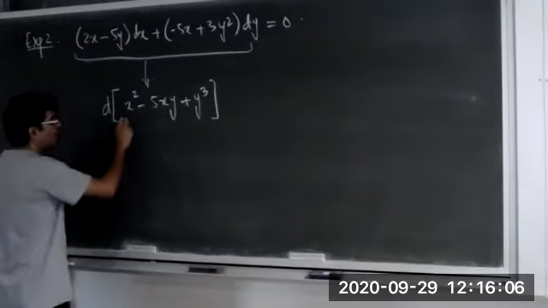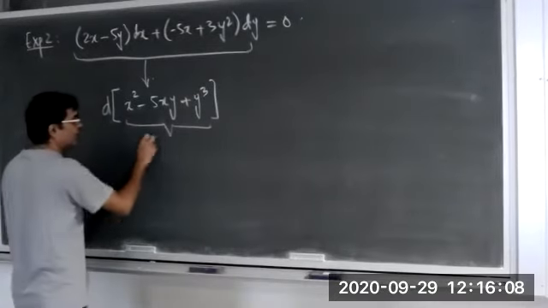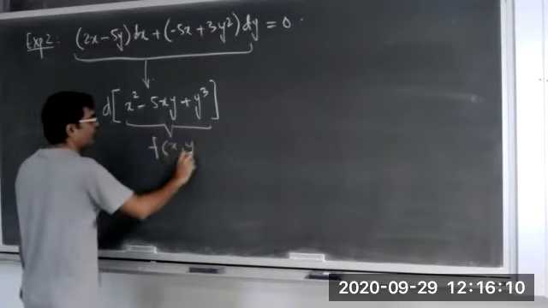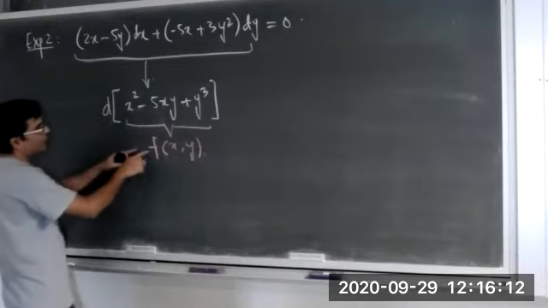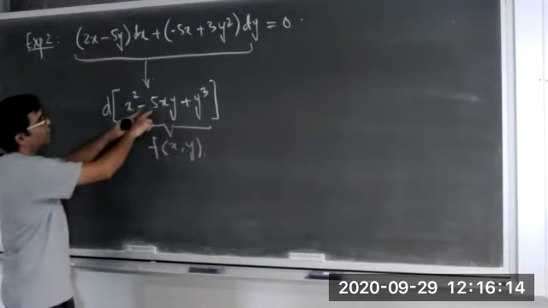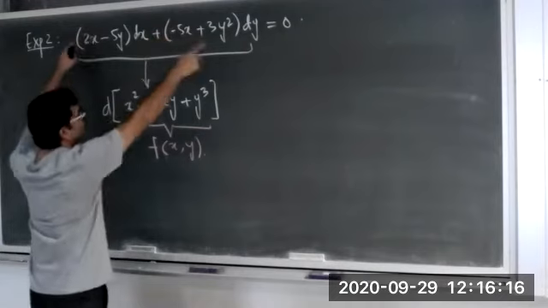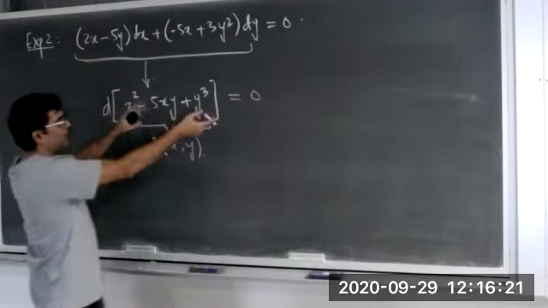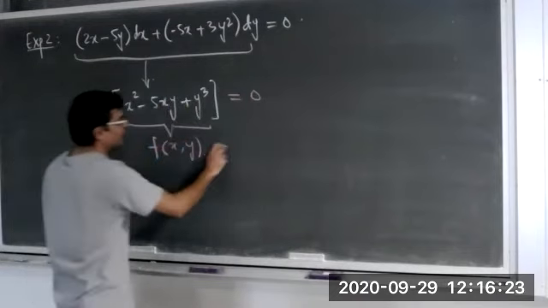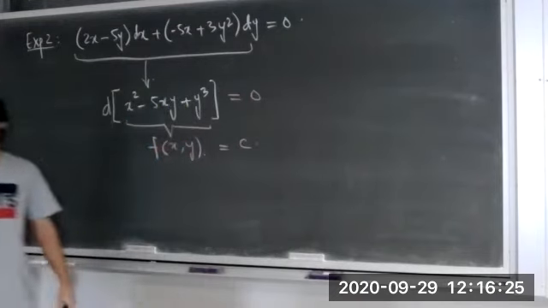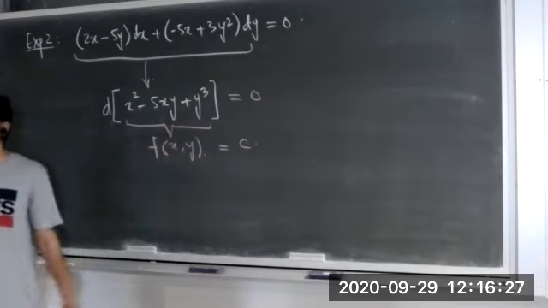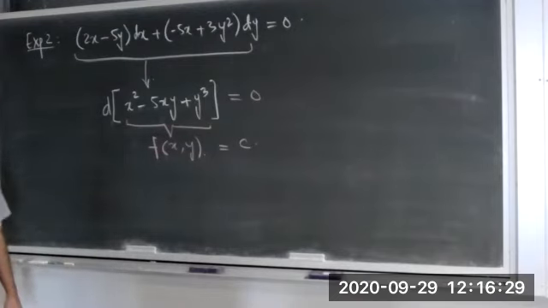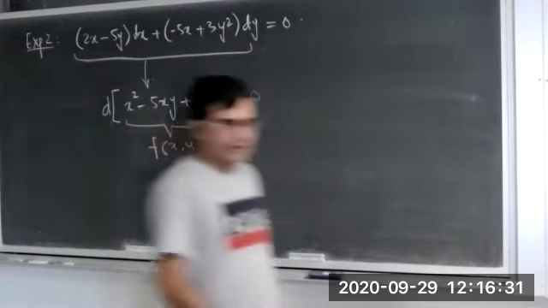This is your f of x, y. Now, the differential of f of x, y should be equal to this left hand side. If this is equal to 0, the differential of this thing is 0, so integrating both sides, this thing should be equal to c, which will be the solution of the given differential equation. I hope you get it.